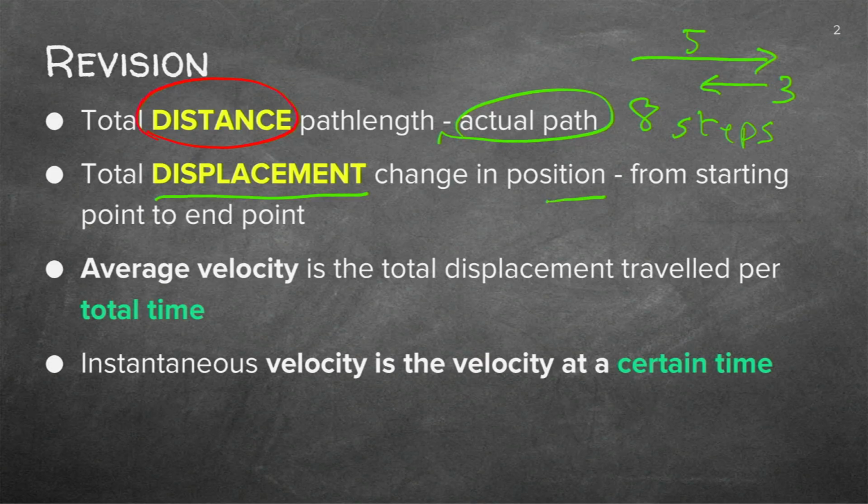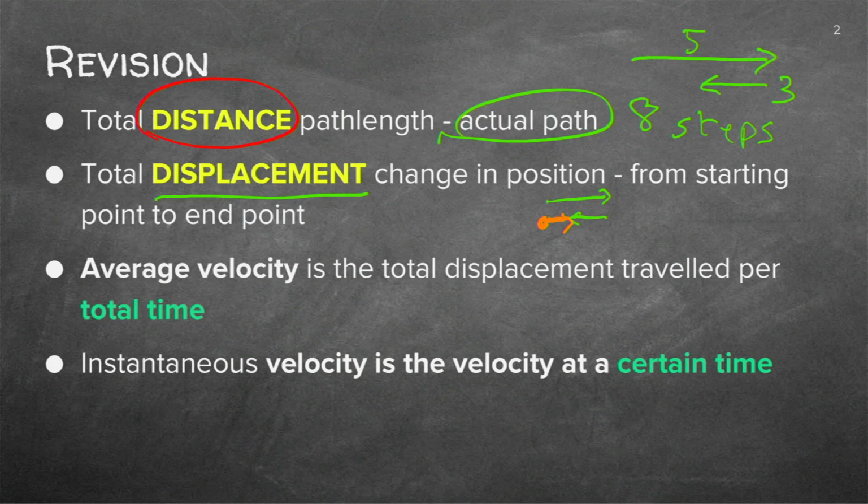If I walked 5 steps there and 3 steps back, my actual displacement was only from this point here to that point there, which is 2 steps. Remember, displacement and distance is different. The one is a scalar, distance, and the other a vector, displacement.